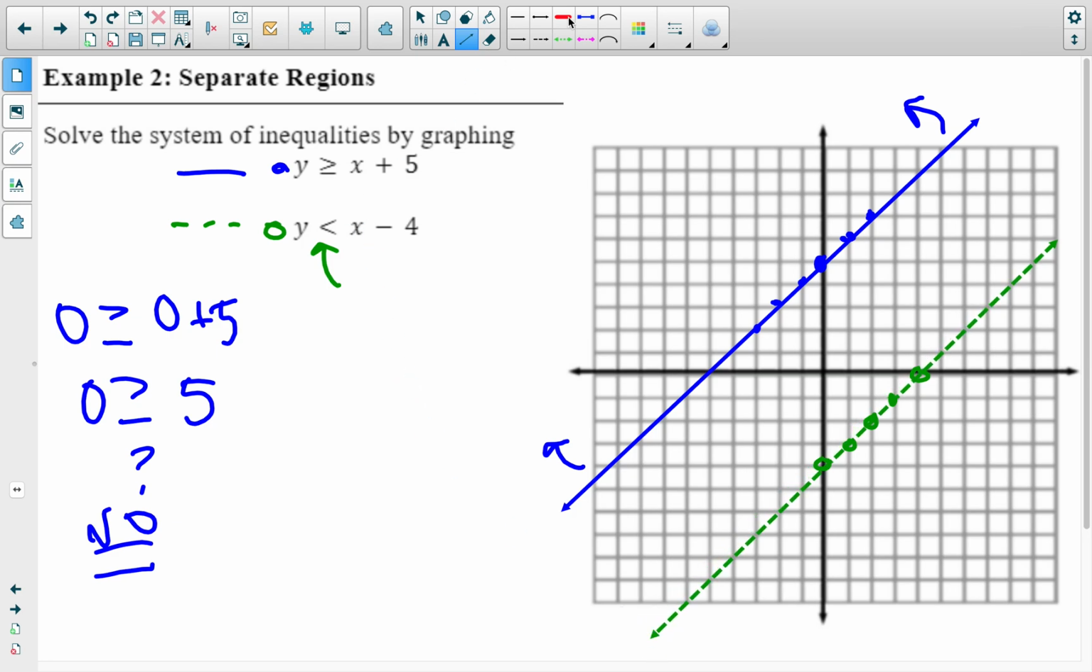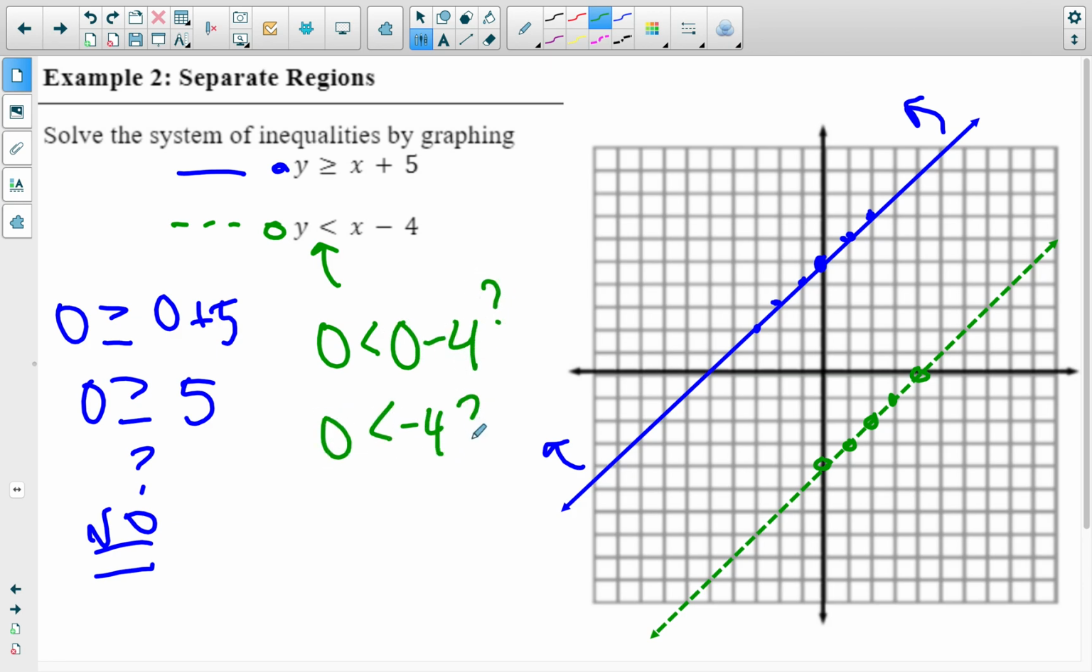So if we were to shade for this part, what would we do? So let's test the origin again. The origin's right here. So is 0 less than 0 minus 4? Is 0 less than negative 4? No. Okay, think about your number line. 0 is here, negative 4 is here. 0 is greater than negative 4, so the origin's not included here either. So we actually are going to shade below. So there's not going to be an overlapping region. That's why this example is called separate regions.